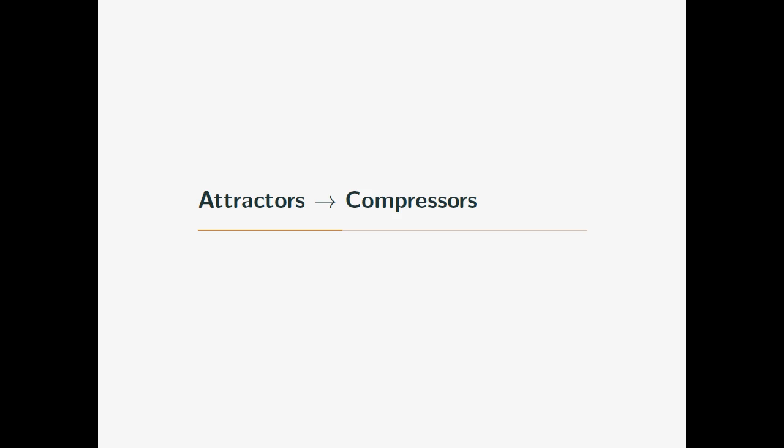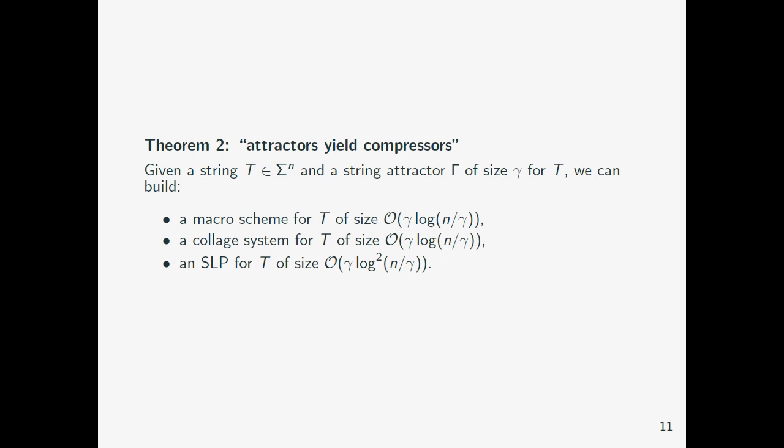Then our second result is that surprisingly the other direction also holds. If we are given an attractor, then we can build a compressor. What does this mean? If we are given a string T and a string attractor for the string of size gamma, then we can build a macro scheme, which, I remind you, is a bidirectional Lempel-Ziv, of size gamma log n over gamma. We can build a collage system, which is a more powerful grammar, basically of the same size. Or we can build a grammar of size gamma log squared n over gamma. So we can go also in the other direction.